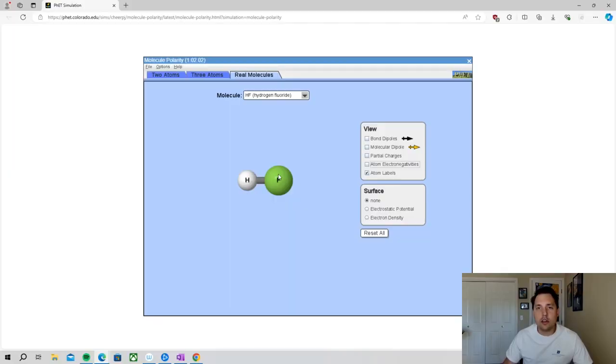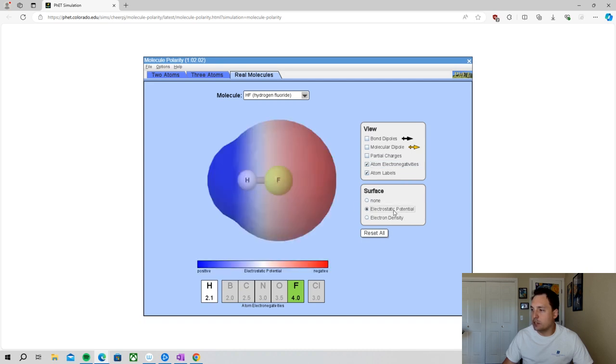All right, so let's start by looking at hydrogen fluoride on the molecular polarity simulator. We have fluorine, which is the most electronegative atom, and then we have hydrogen with the value of 2.1. If we think about where the charges are going to be located, fluorine is going to have more of the electronegative charge. So if I look at the electrostatic potential, we see a lot of negative charge on this end of the molecule and positive charge on the other end.